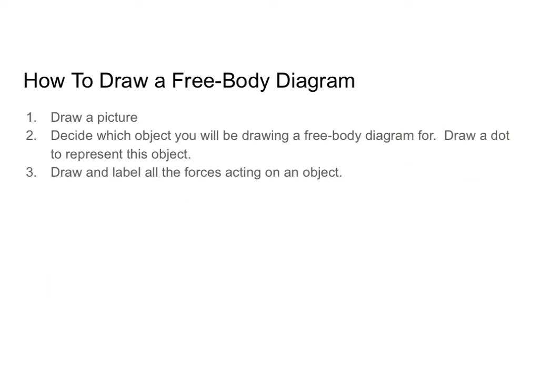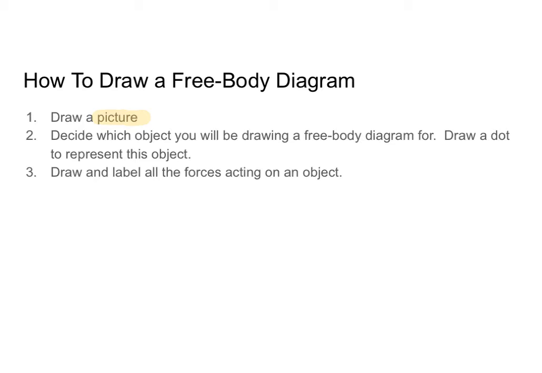So let's talk about how to go about doing this when you're given a word problem. The first thing you want to do is draw a picture like you normally would. So if I have a pineapple sitting on a table, I'm going to start by drawing my pineapple sitting on a table. Often, your picture will be given, but not always. So sometimes you can skip step 1, sometimes you cannot.